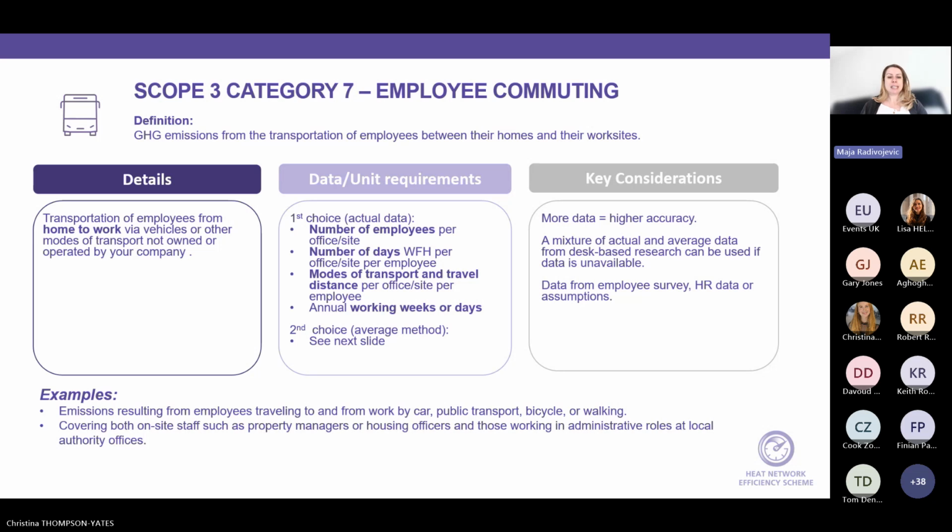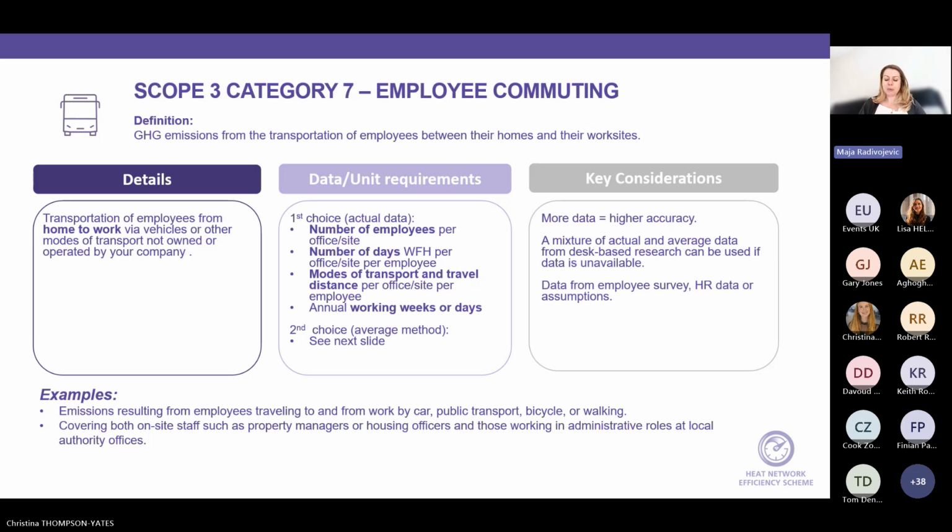Then we have category 7, which relates to employee commuting. So this is exactly what it sounds like. It's emissions from employees traveling between their homes and workplaces. This includes commuting by car or any other form of transport. The type of data we'd usually look for here is mainly activity data. So we'd want to understand things like the number of employees at each office or site, the number of days employees worked from home, the main transport modes used, travel distances per employee or office location, and annual working weeks or days.